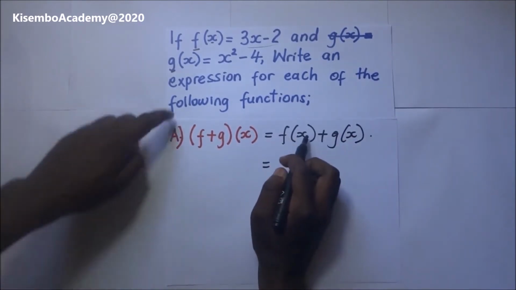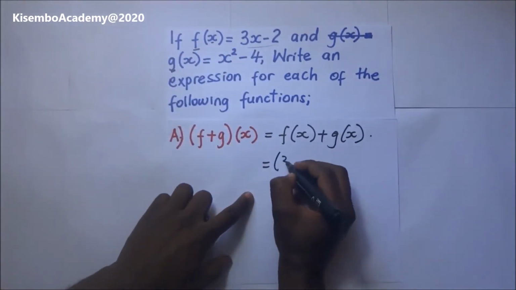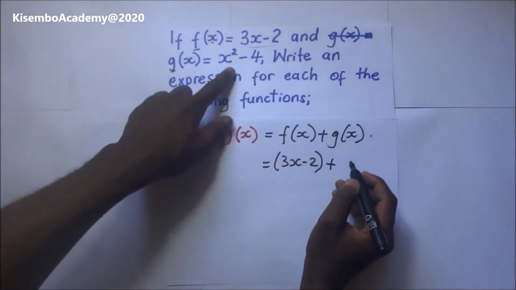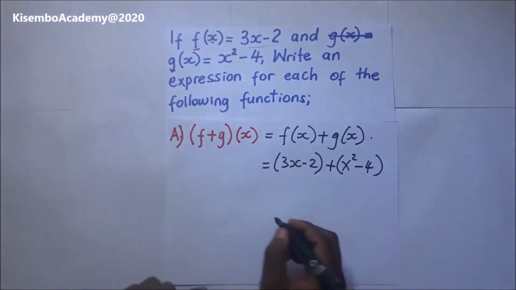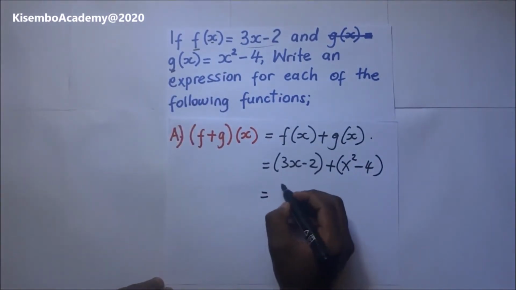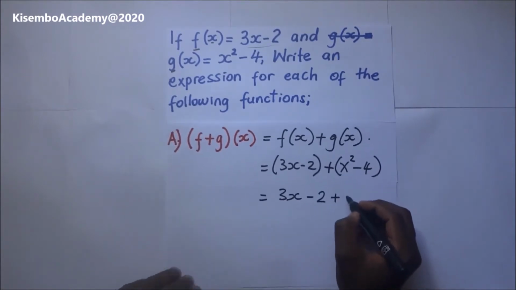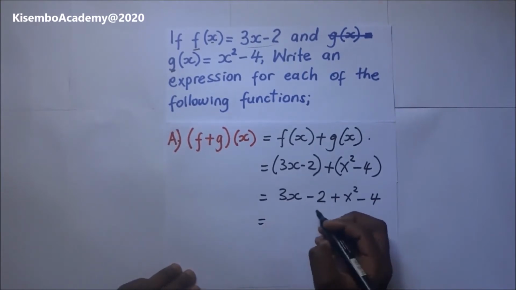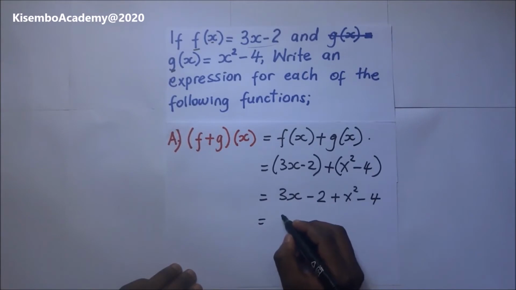So the function f of x, according to our question, is 3x minus 2. So this is going to be 3x minus 2 plus our g of x. Our g of x is x squared minus 4. So we go ahead and add them and get our final expression. This is going to become 3x minus 2 plus x squared minus 4. So this is going to become, we arrange and collect like terms, x squared plus 3x.